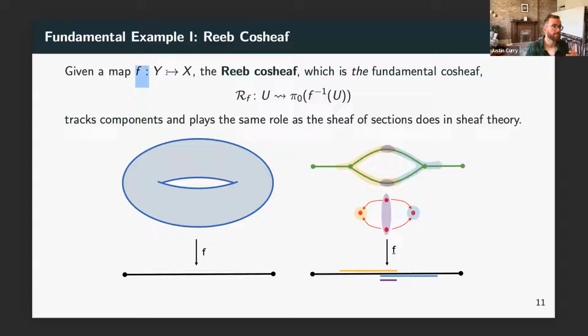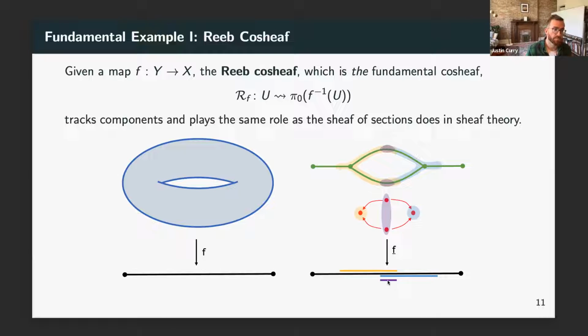In general, if you have a map of spaces, you can always take open sets in the codomain X, look at the inverse image, and then apply pi 0. Because again, pi 0 is functorial, you have ways of connecting things that happen over smaller windows or parameter values to ones over bigger ones.